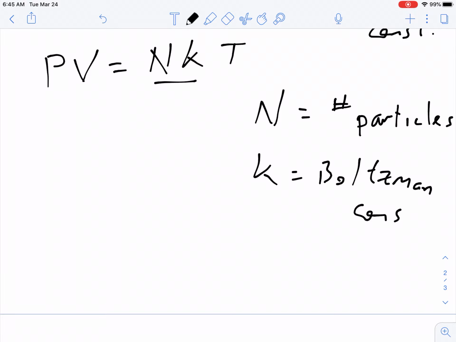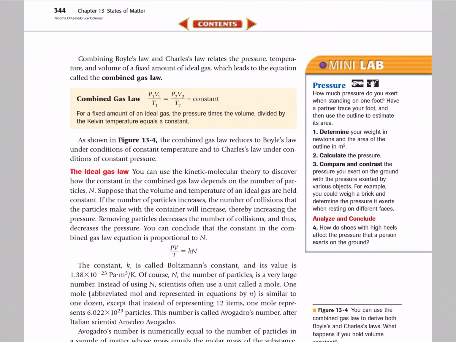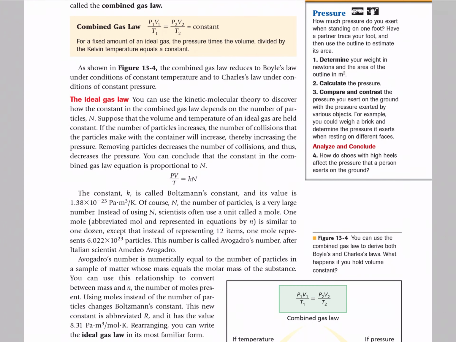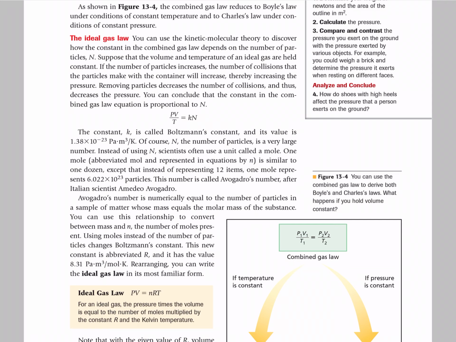Boltzmann constant. And let's go see if we can find those values in your book for you. All right, here's the Boltzmann constant. The constant K is called the Boltzmann constant, and its value is 1.38 times 10 to the minus 23. Right before it shows you the ideal gas law at the bottom of this page, the new constant is abbreviated R, and its value is 8.31. And you've got those two units there. So we good with that? All right, cool.